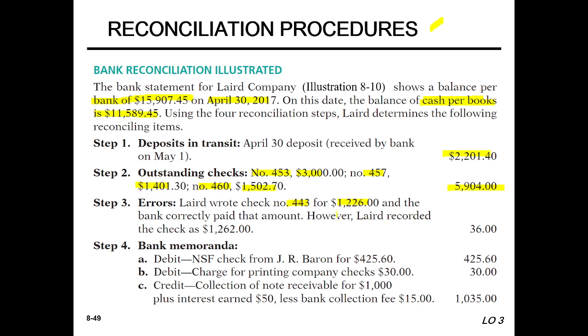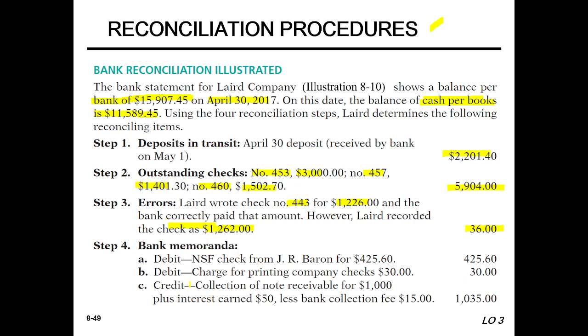Errors. Lerit wrote check number 433 for 1,226 and the bank correctly paid the amount. However, Lerit recorded the check as 1,262. That means this is the correct balance, but they have written down this figure. That means 36 taka more they have written.